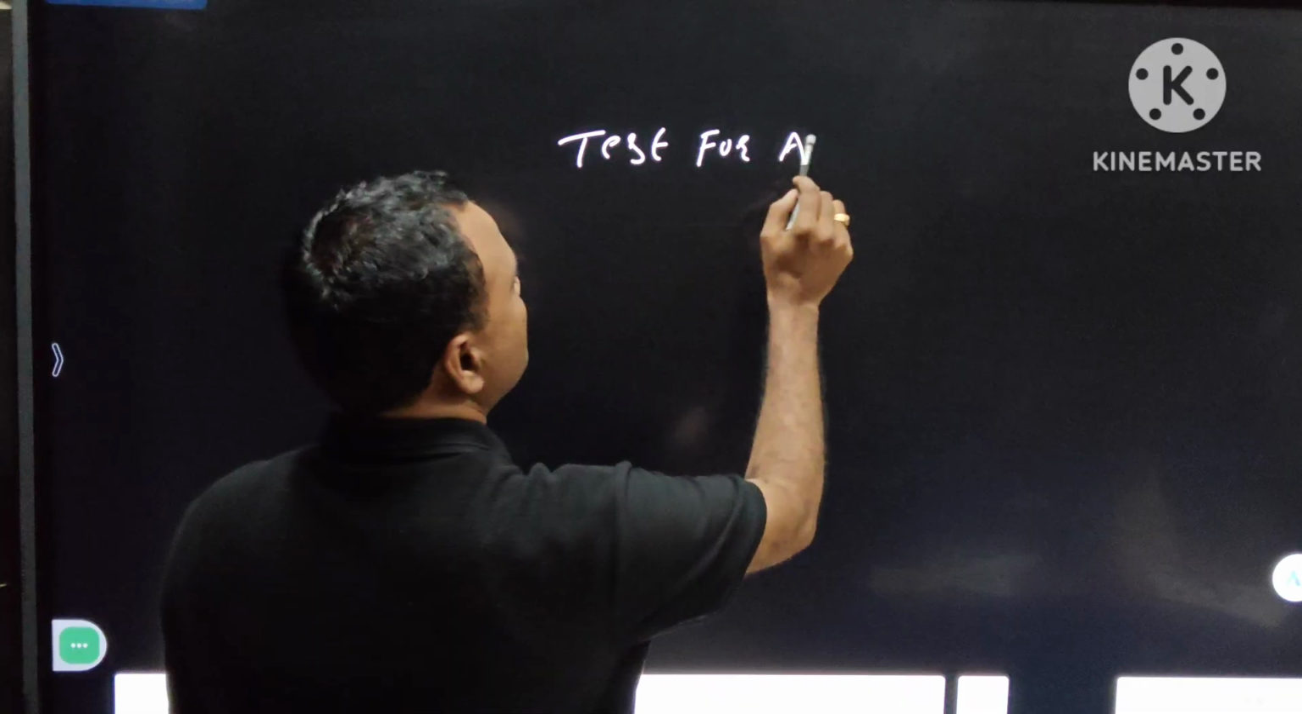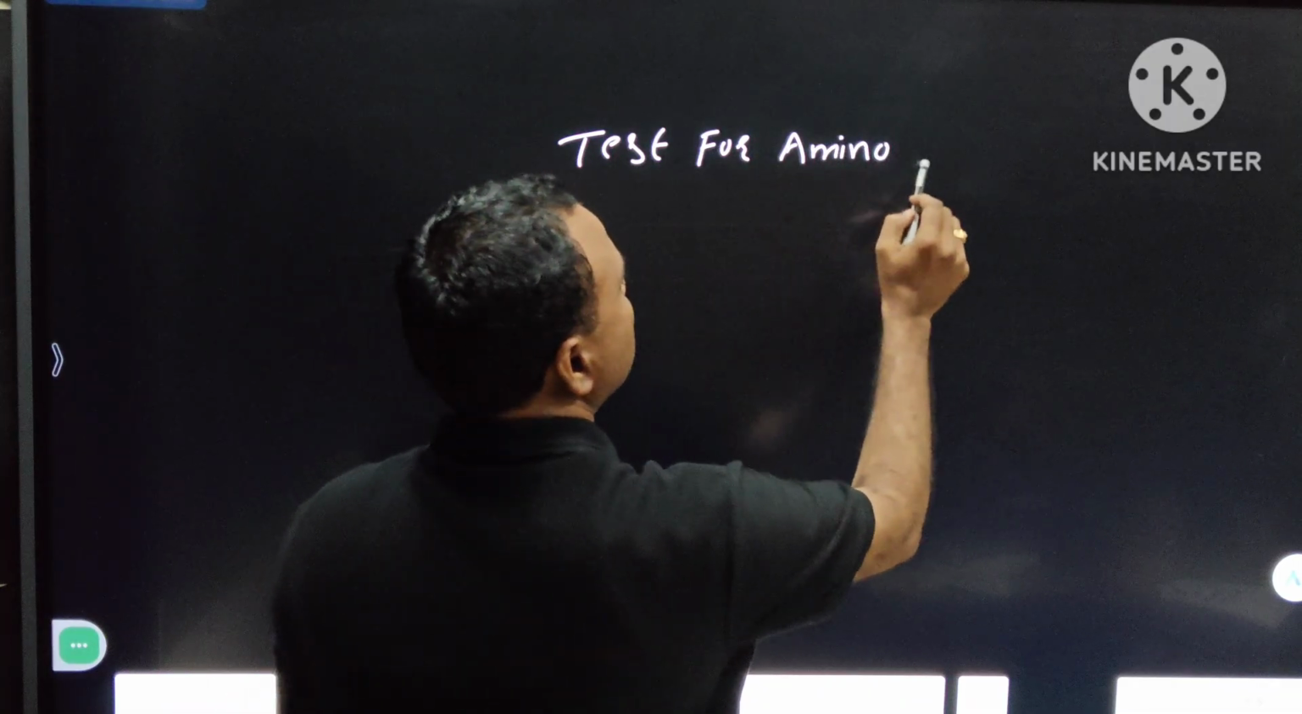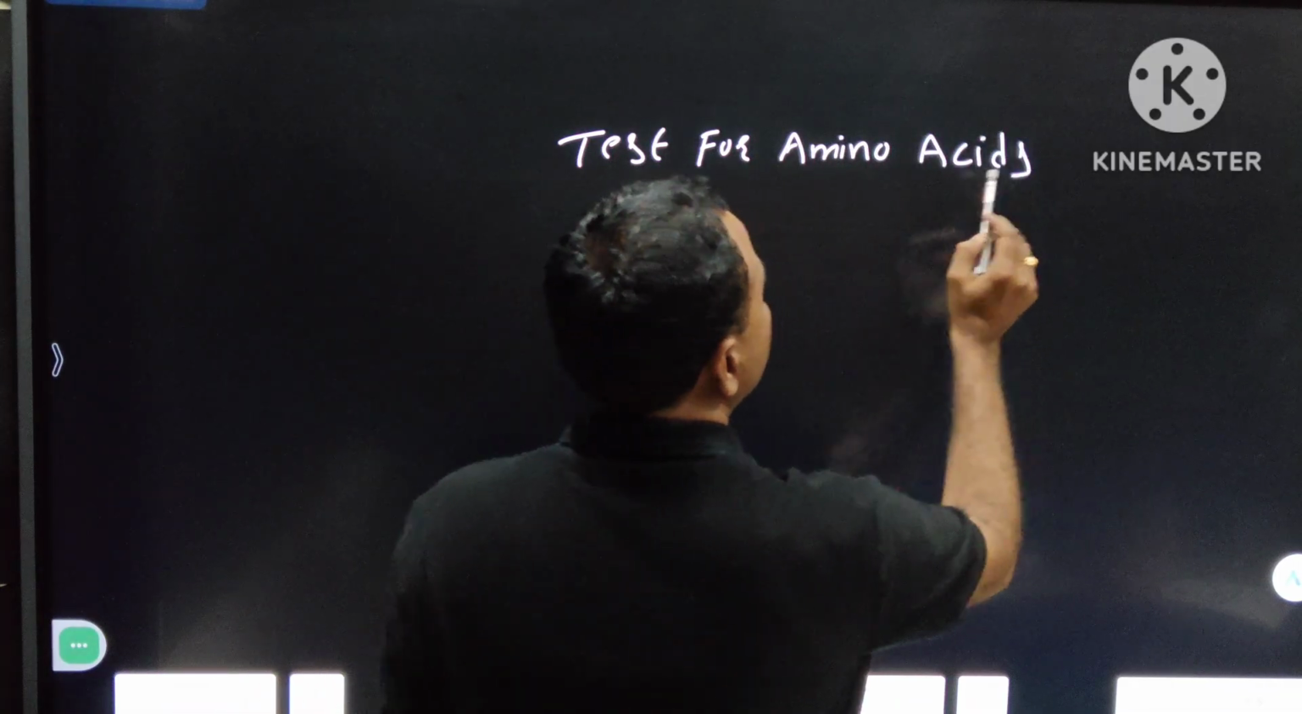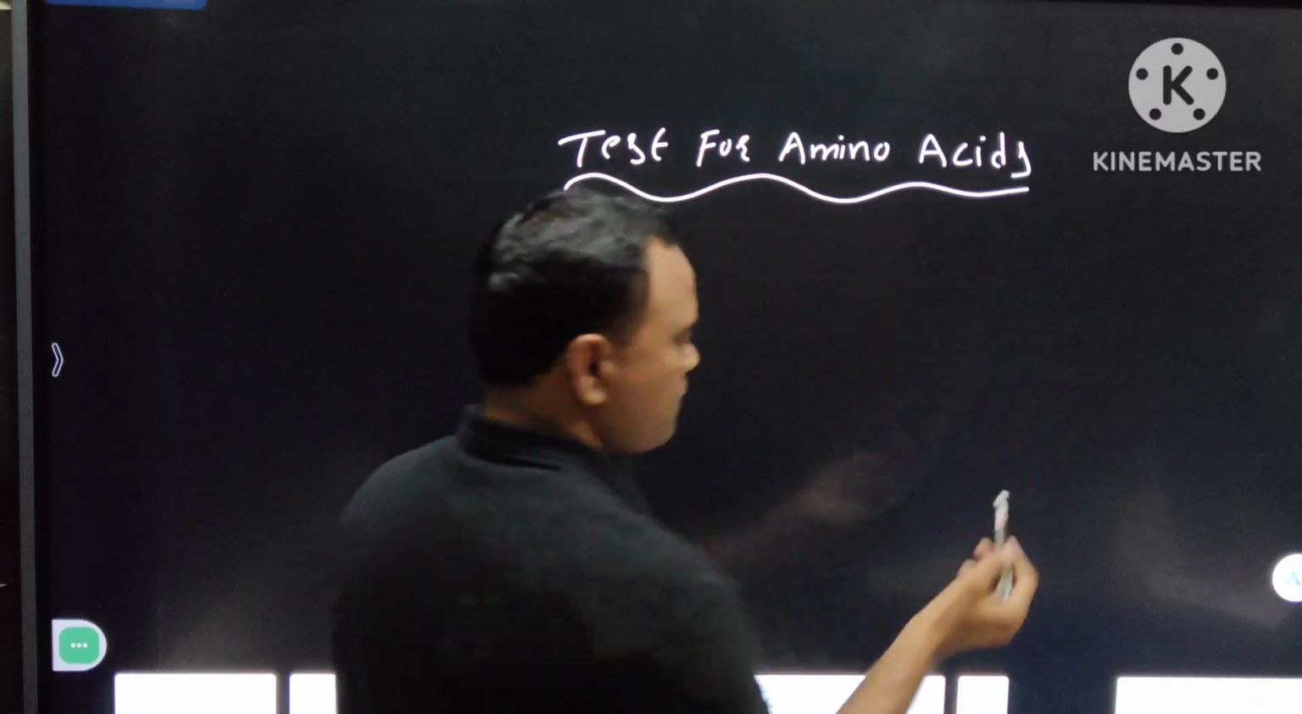Test for amino acids. Test for amino acids.